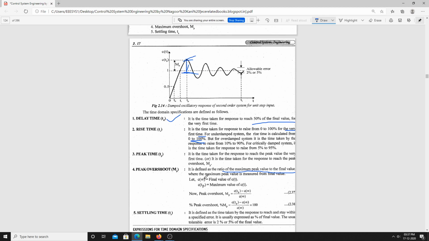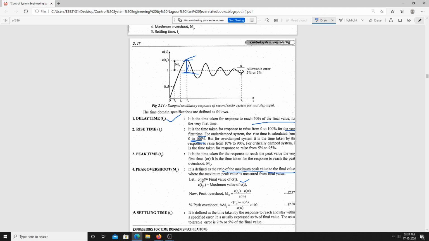The final value here is C of infinity. C of infinity is the final value of C of t. Why are we considering C of infinity? Because we can't judge at this instant that our response will reach this final value. We can't judge like that.